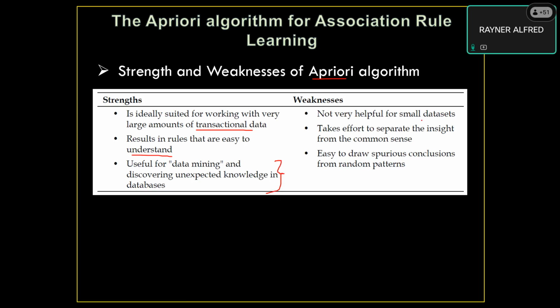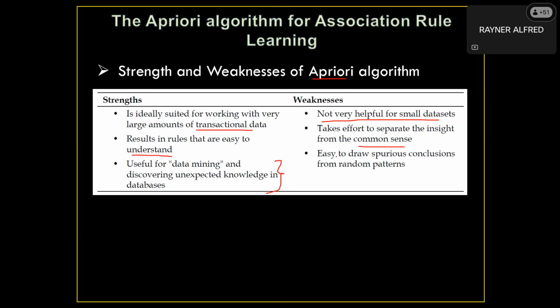Weaknesses: not very helpful for small data sets. We need a lot of samples because Apriori depends on the counting algorithm, on the frequency. It also takes effort to separate the insight from the common sense. Some of the rules that we have are common sense, so we need to look at what additional rules can be taken as unique or insight, different from the common rules that we have.